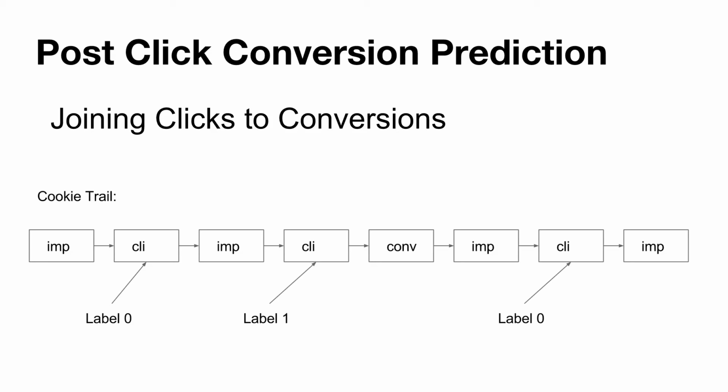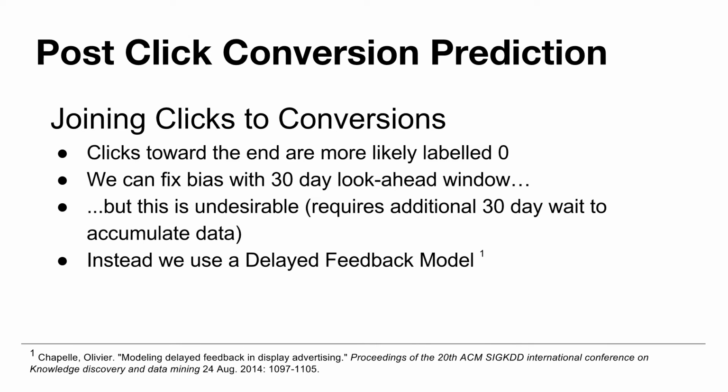So it looks something like this. We have our cookie trail. It's actually a TrailDB that we iterate through. And you can see this click here gets the credit for this conversion, and these other guys get no credit, or they're seen as not converting. Okay, so obviously there are some issues with this. Clicks towards the end of the trail are more likely labeled 0. They just haven't had time to convert.